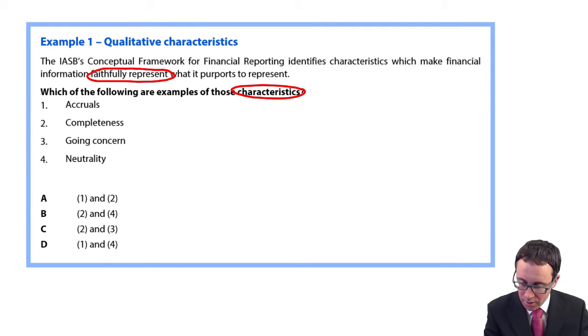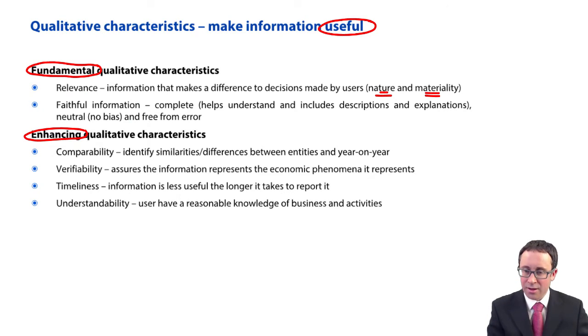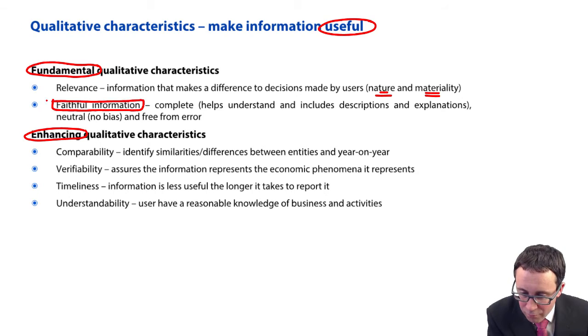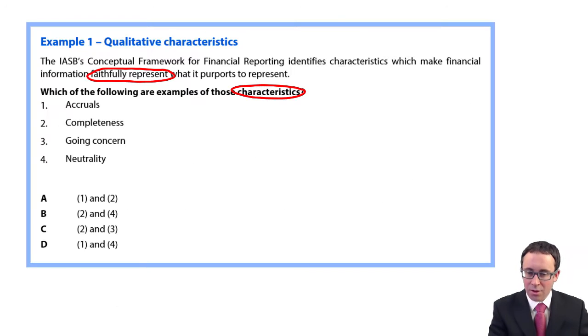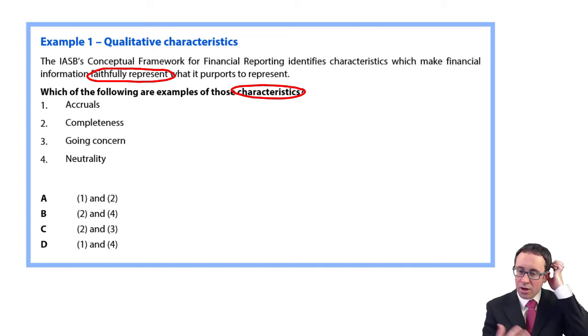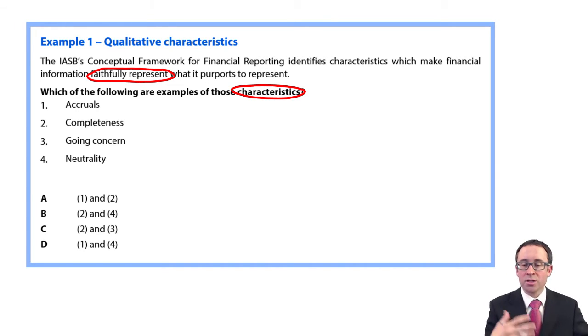So, how do we show faithful representation? Well, let's just jump back in the notes. Can I find it? I think it's there. So there's your qualitative characteristics: fundamental, enhancing. Fundamental: relevance, faithful representation. So that's really important from this question's perspective, because it is asking us which of the following are examples of those characteristics: accruals, completeness, going concern, or neutrality.